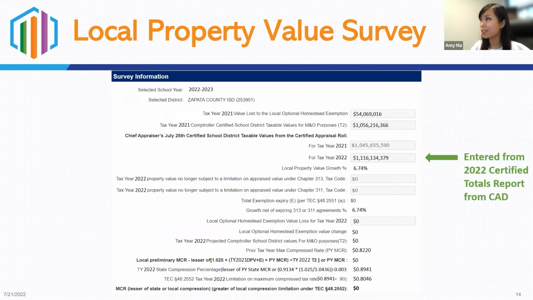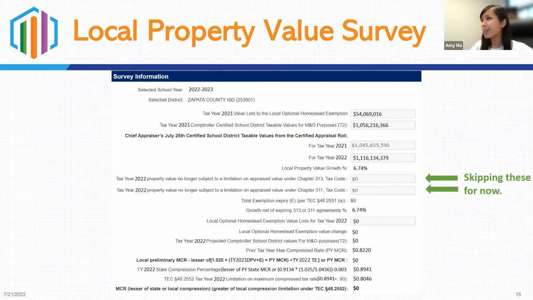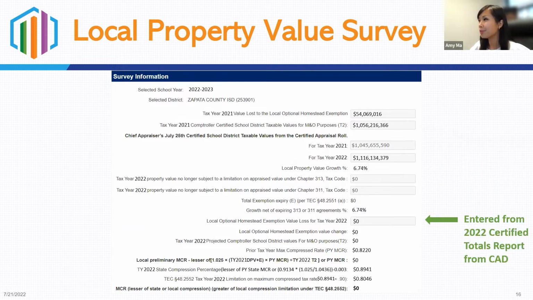And then you're looking for the net taxable value right here. This is where you'll enter that value into the LPVS for tax year 2022. And we're going to skip over chapter 311 and 313 limitation expirations for now. Josh will touch on that a little bit later.